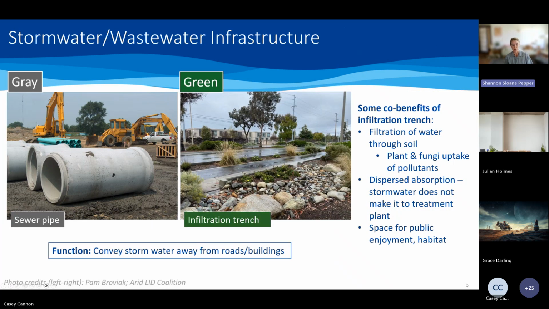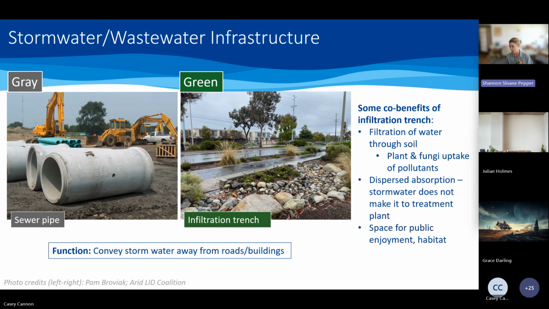So let's look at some examples of green and gray infrastructure that share a similar function for stormwater and wastewater management, but look a little different on the ground. Sewer pipes have the function of conveying stormwater away from roads and buildings, and the green counterpart is an infiltration trench. The one you see here on the screen is situated along a roadway, which is a really common place that we see green infrastructure installed.